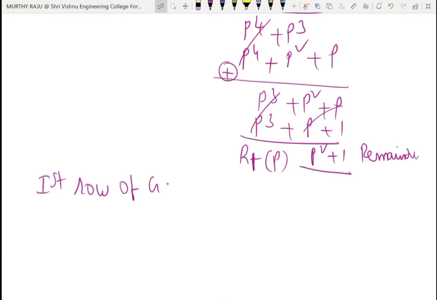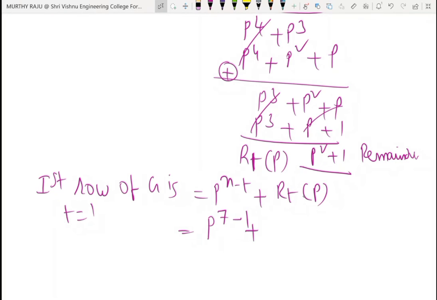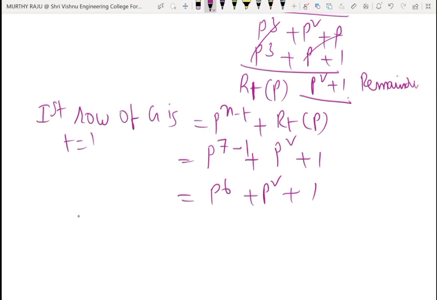of G is P power n minus T plus RT of P. That means P power n minus T is P power 7 minus 1. Here T is equal to 1, and RT of P is the remainder, P square plus 1. So P power 6 plus P square plus 1. This is the first row of G.